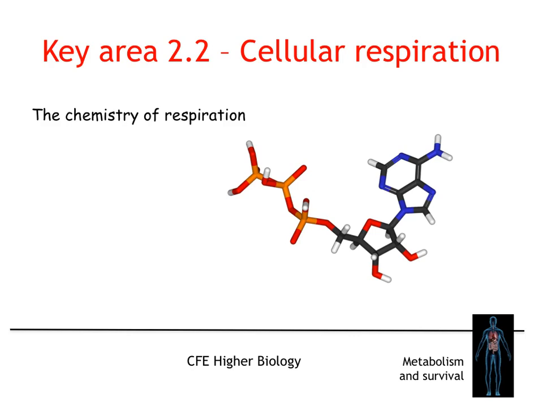Well, welcome to the second video in this key area 2.2. In the last video we were having a look at ATP. And one of the things I didn't mention about it, which I'll just say just now, is that it's estimated that an active cell, for example, a bacterium undergoing division, needs about 2 million molecules of ATP per second to satisfy its energy requirements.